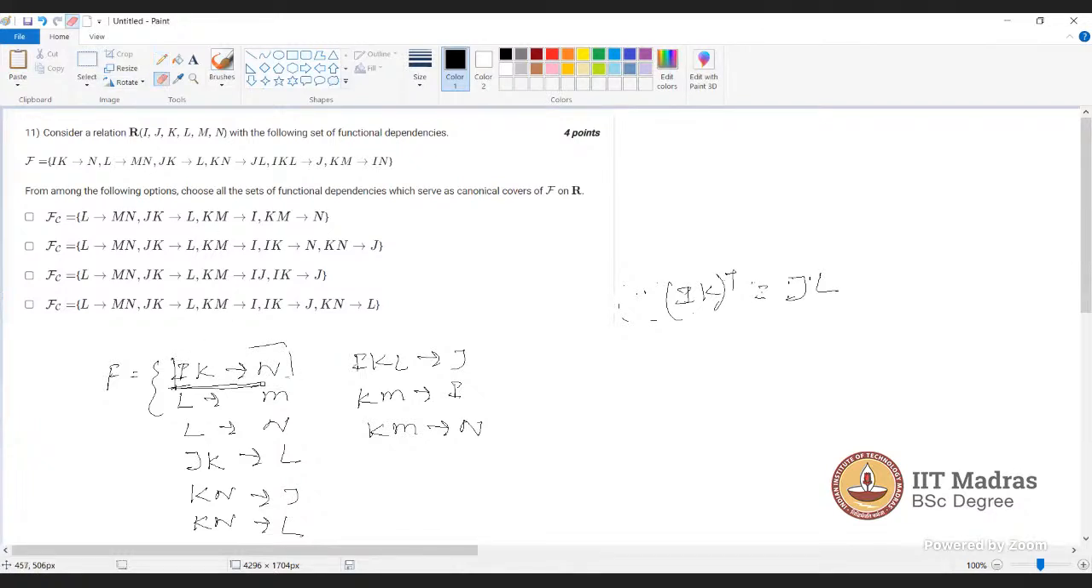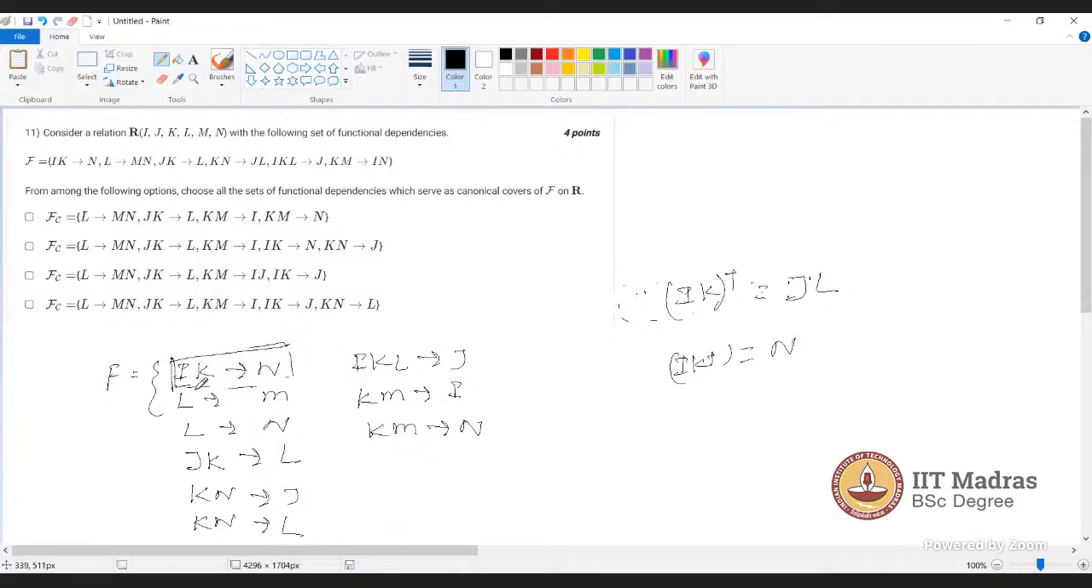Everyone got it? No, sir. Could you explain it again? Okay. So find IK closure without the help of this functional dependency. If we get N in the IK closure, then this is a redundant functional dependency. If we do not get it, then this is not a redundant functional dependency.